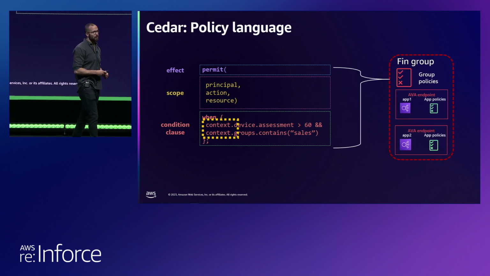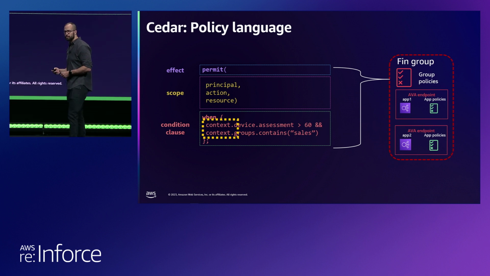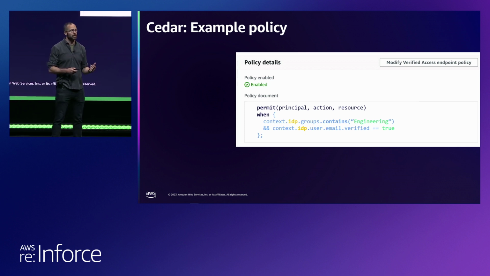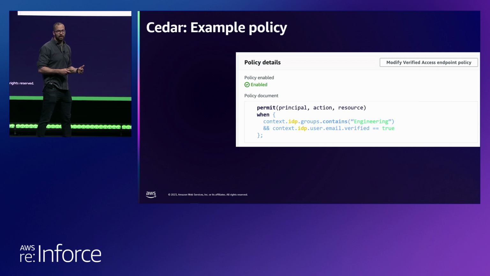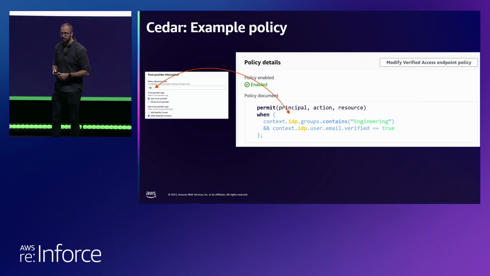And then we would configure those policies and deploy them, again, either on the group level or within the individual endpoints. So here is an example policy where I'm saying I want to allow anybody to connect to my application, but only if they're part of the engineering group and only if their email is verified. I'll get that information back from my identity provider. I'll be able to parse through it and see if it matches. You can see here in orange, I'm marking the IDP. This is the reference name I've defined when I created this trust provider. So whatever you call it, you'll have to use that same name in your policy.